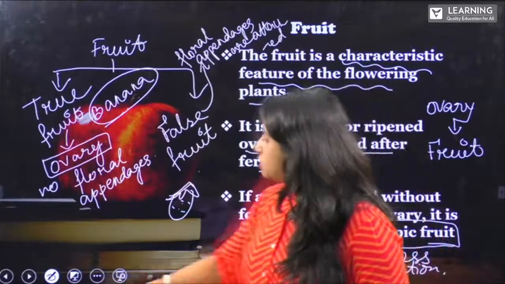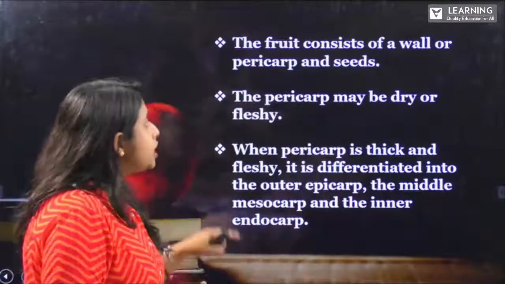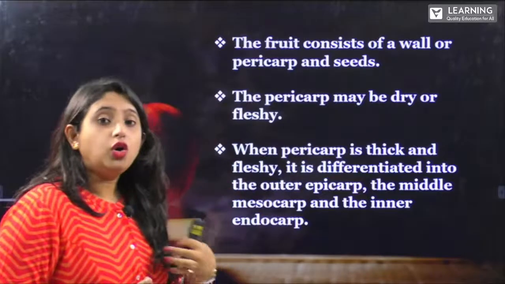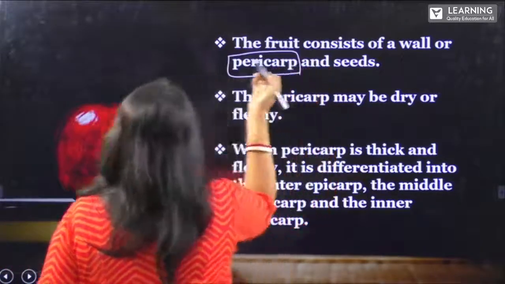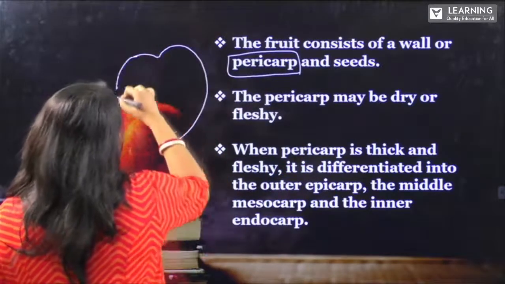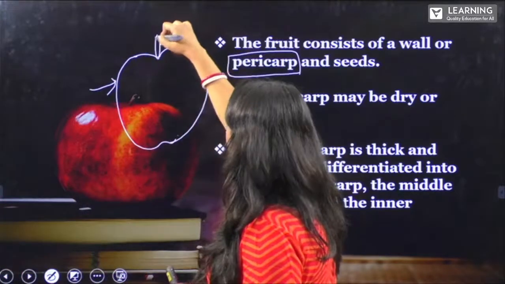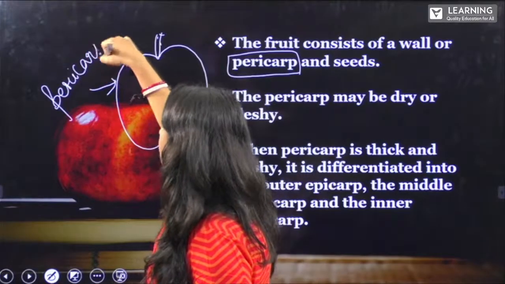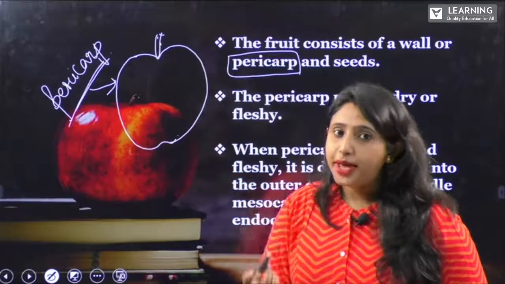So this is about your fruit, okay? And the fruit consists of what? The fruit consists of a wall, or the pericarp, and seeds. So this is important. What do you call the wall of the fruit? If you see, this is an apple, okay? The wall of the fruit, we call it pericarp. So the wall of the fruit is known as your pericarp.